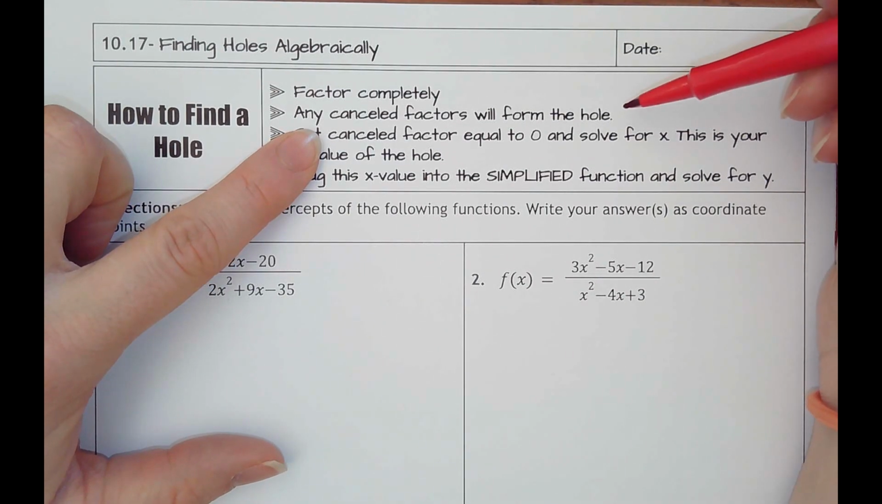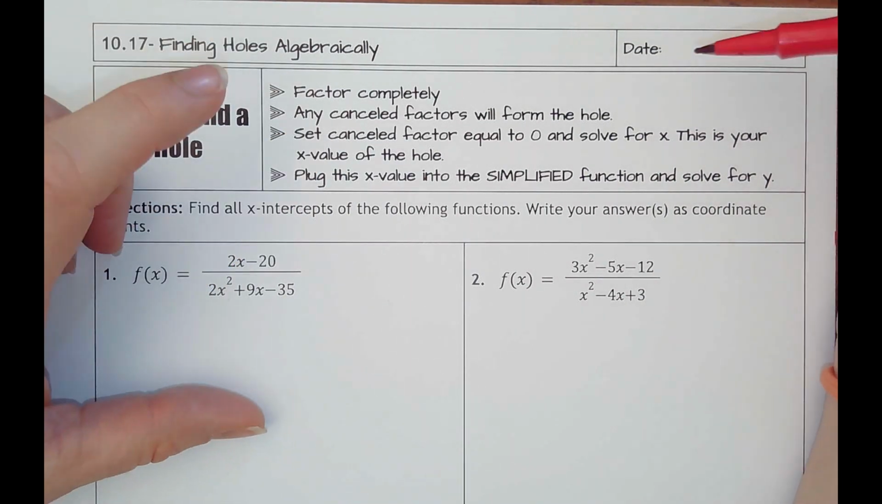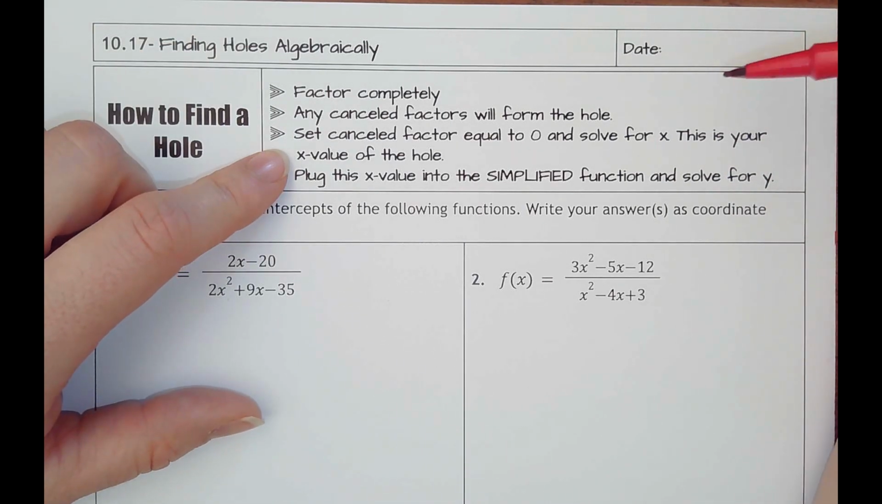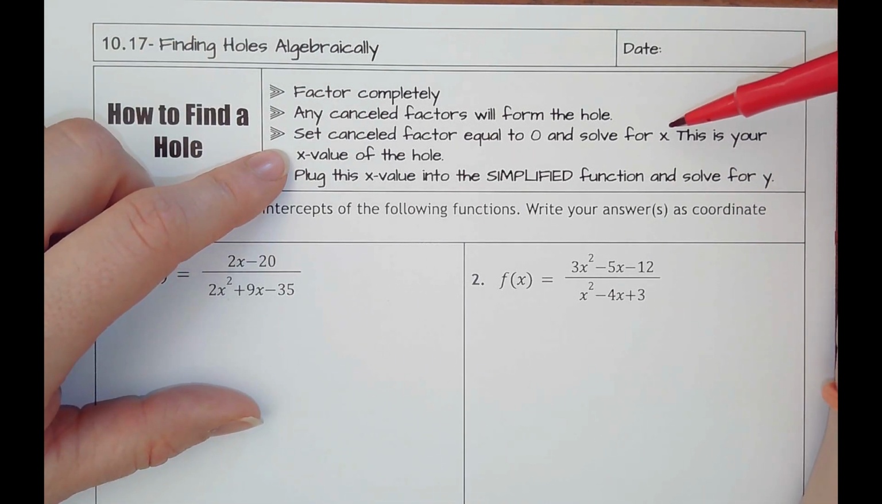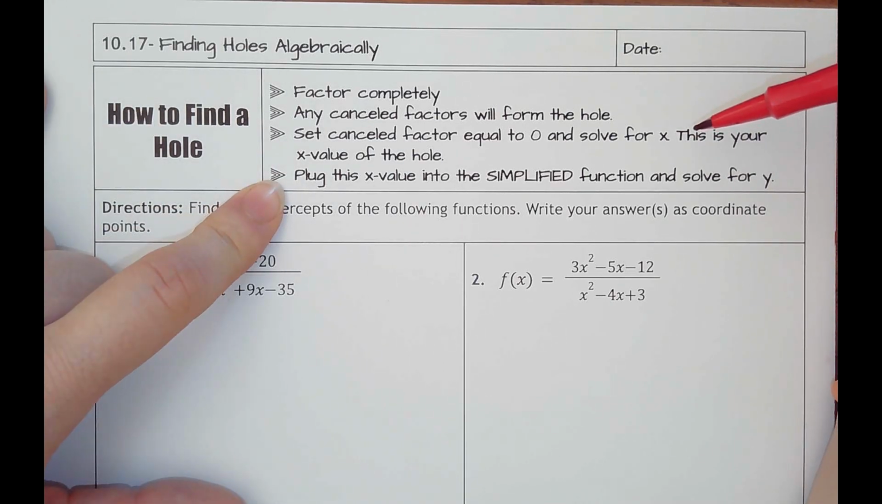So we've been talking about it a little bit, but we haven't used it yet. Set the canceled factor, or it could be more than one, equal to 0 and solve for x. This is your x value of the hole. Plug this x value into the simplified function and solve for y.